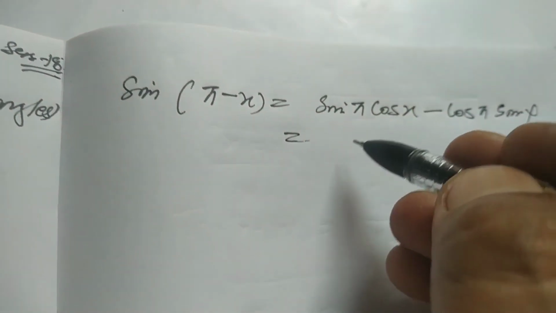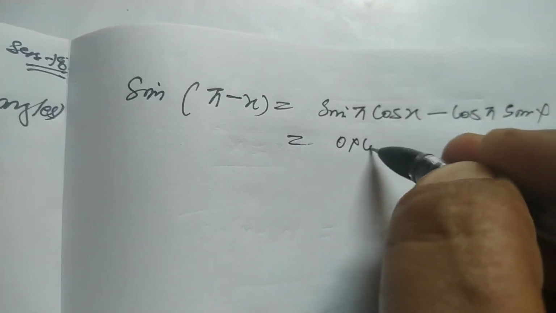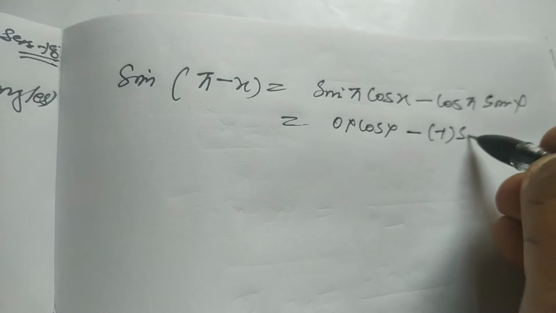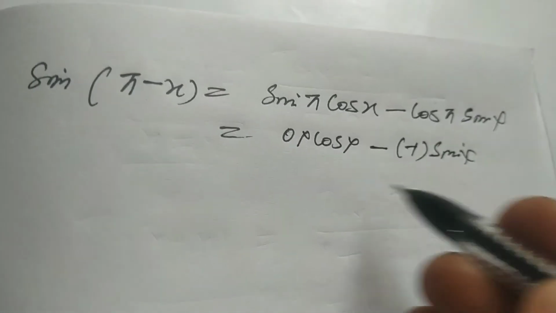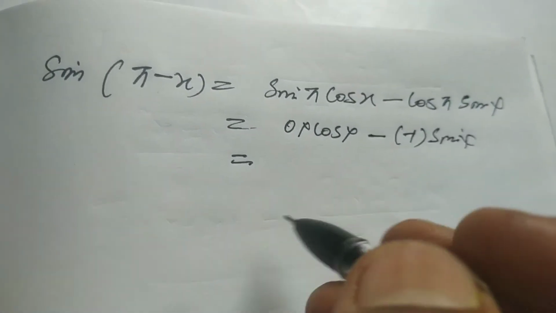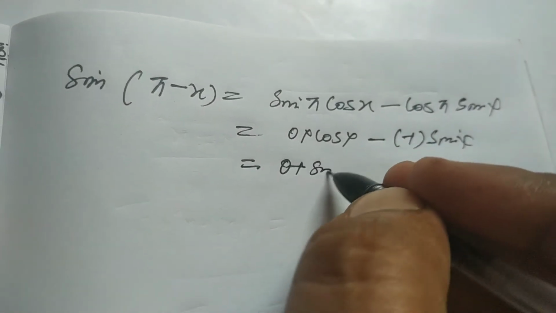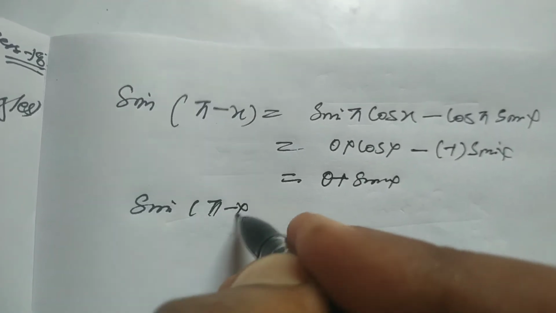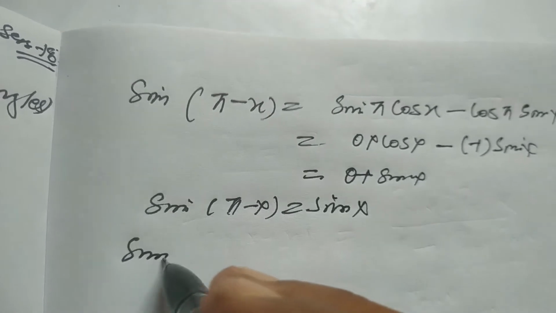We know that sin pi is 0, so 0 into cos x, and minus cos pi is minus 1 into sin x. We have learned this cos pi in the unit circle. If you don't understand this, go to the previous video. So that is 0 minus into minus plus, that is plus sin x. We write sin(pi - x) is equal to plus sin x.